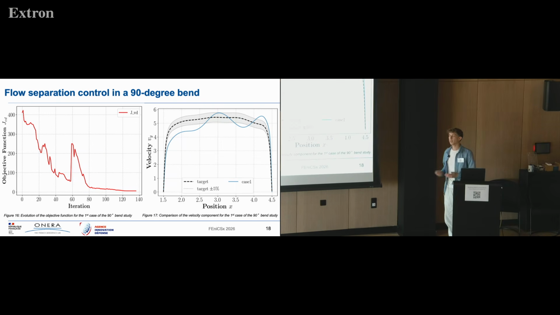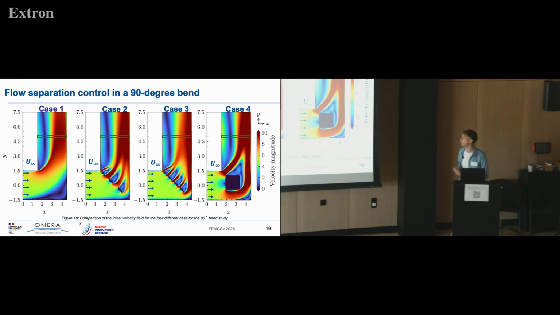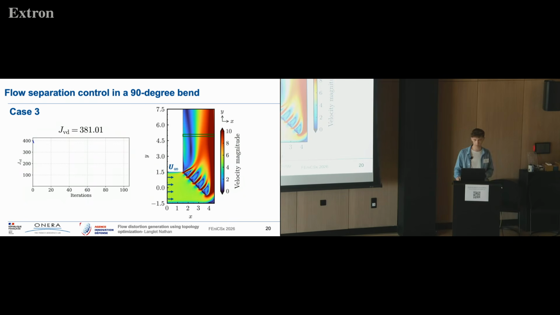But even if the objective function decreases significantly during the optimization, the velocity profile does not always meet the 5% target criteria. So I have created 3 other cases with different initial states in order to explore the design space of this complex case. Cases 2 and 3 introduce small plates, and the last one introduces a square at the center of the band.